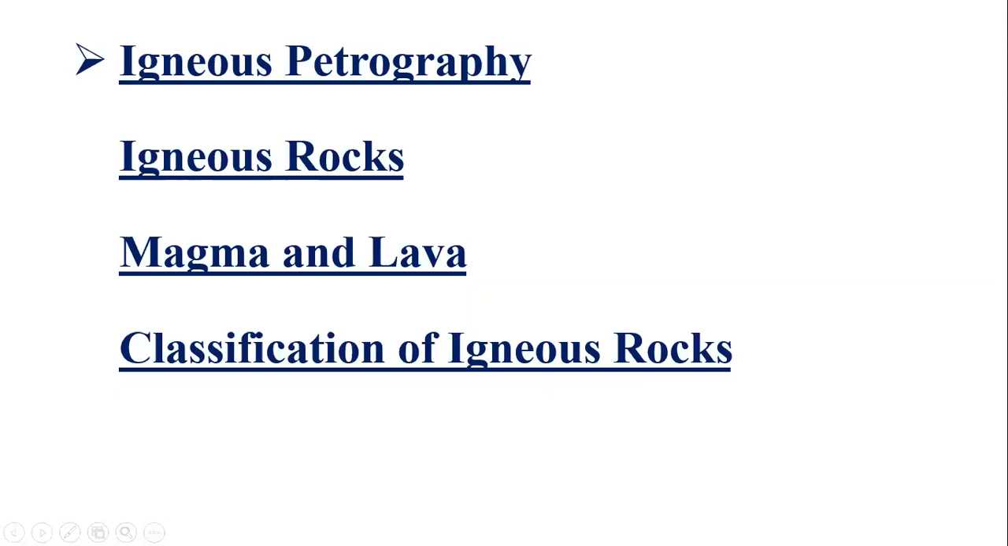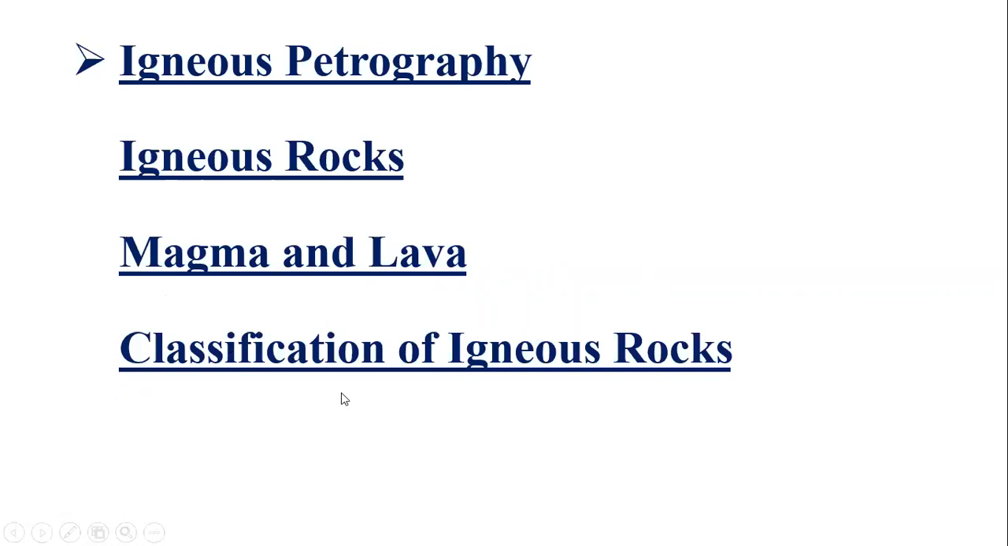Now, what is the difference between magma and lava? Magma refers to the molten rock material present within the surface, while lava, on the other hand, refers to the magma present on the earth's surface. We may simply say that lava is the magma on the surface. Magma is present in the subsurface, while lava refers to the magma present on the surface.